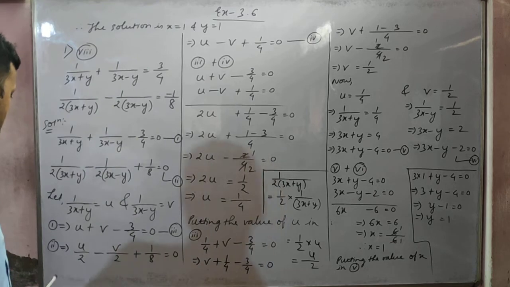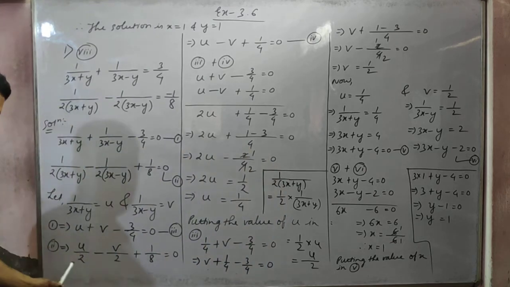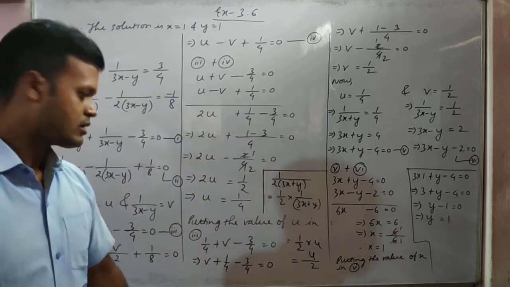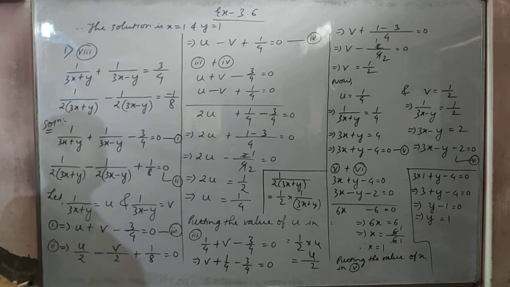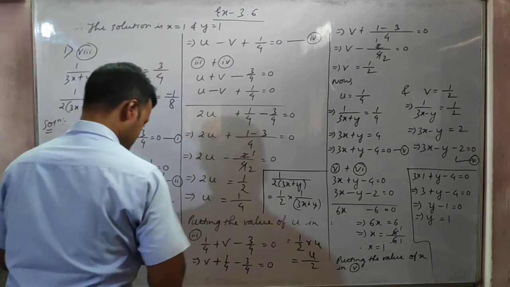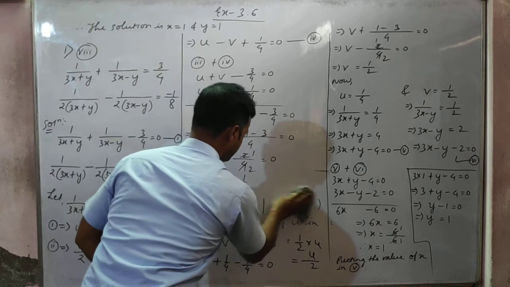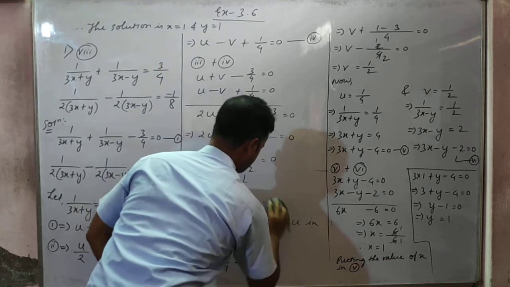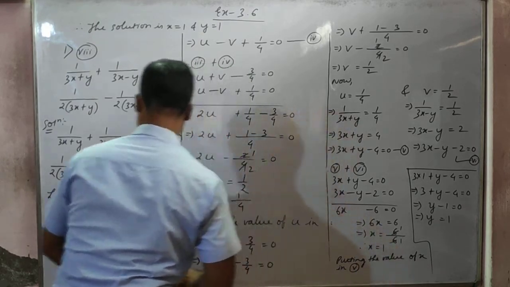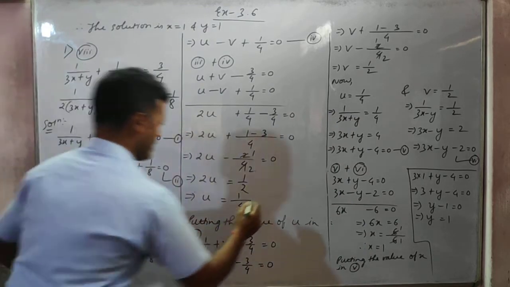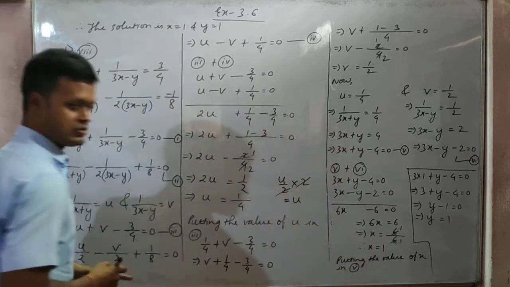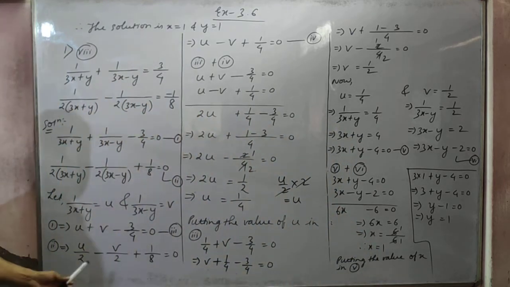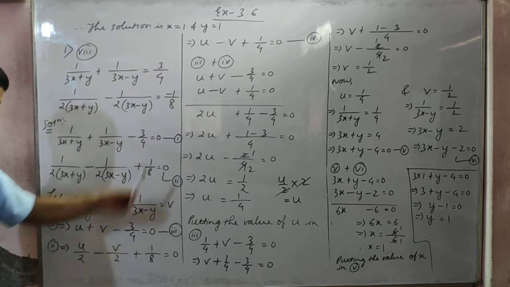Now students, what I saw is that here 2, here 2, here 8. All the numbers are multiples of 2. So I multiplied both sides of the equation by 2. If I multiply u by 2 into 2, then 2 and 2 will cancel. What will remain? u. Understood? Both sides I am multiplying by 2. So this 2 will be cancelled, I will get u. This 2 will be cancelled, I will get v.